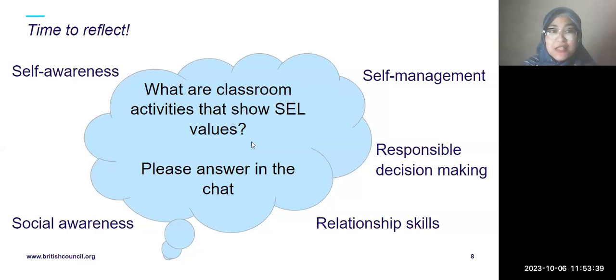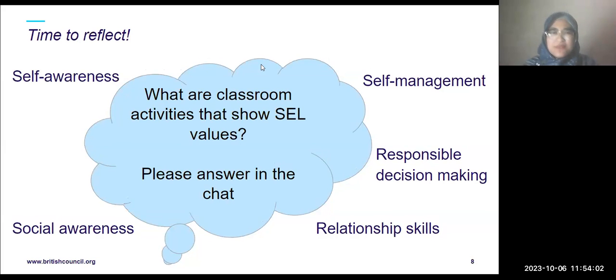Let's say, for example, if you ask your student to share the ideas, it can be relationship skill, it can be self-awareness. Let's say the lesson is about my favorite things, my favorite toys, and then they share with you. That's self-awareness. Can you please reflect on your classroom activities?